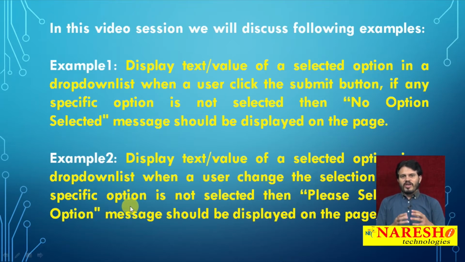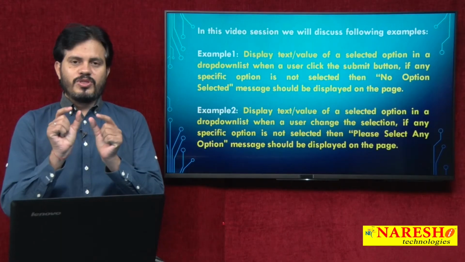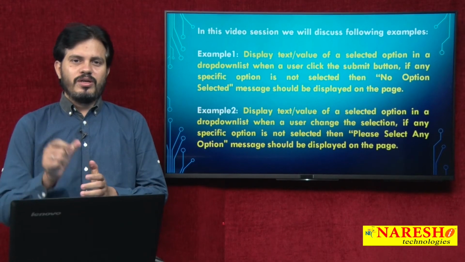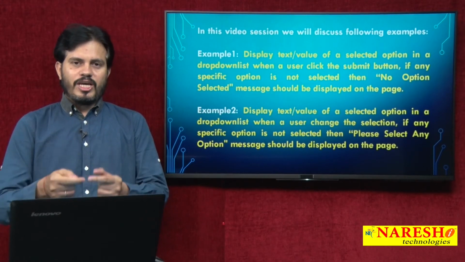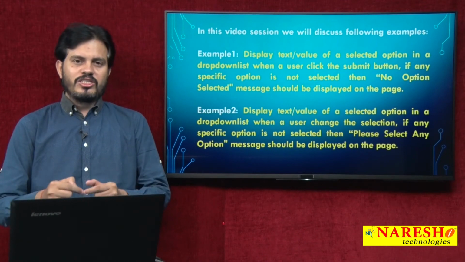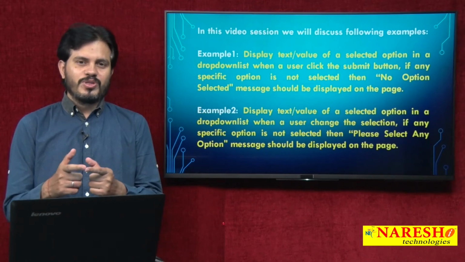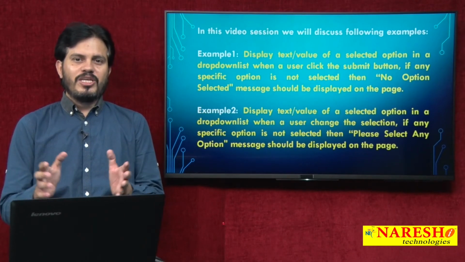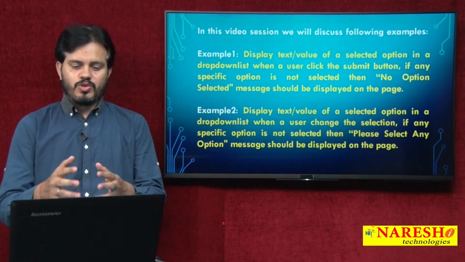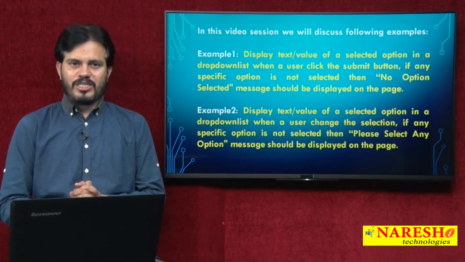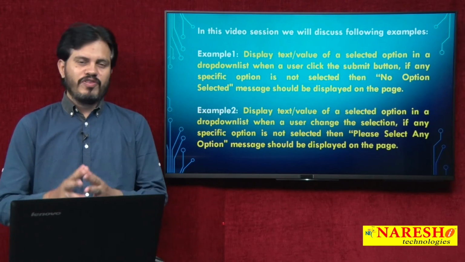Suppose we have 5 options and one option I am displaying as text to the user: please select. So the user has to select an option. If the user has not selected any one option among the 5, then we display the message please select any option. So let us implement these two examples practically using jQuery functionality.